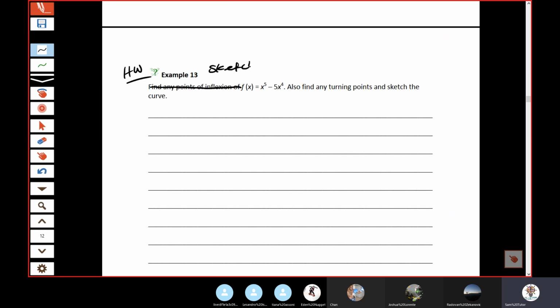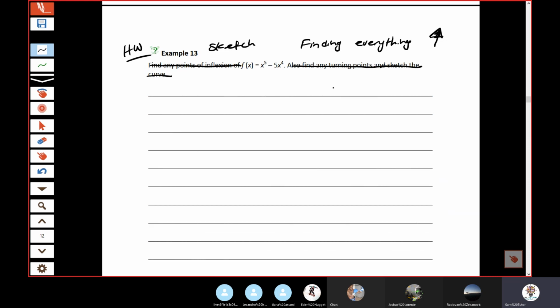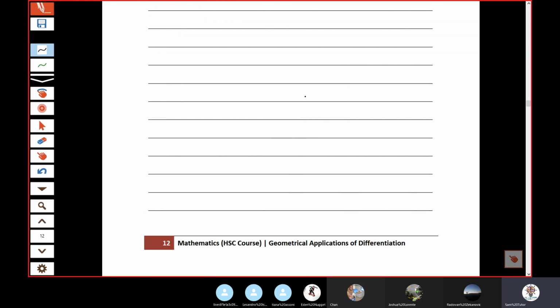Sketch this showing everything, right? So sketch this, finding everything. So literally what we just did above. He's got to sketch it now. Sketch that, finding everything. Intercepts, start points, if there are any. If there aren't, don't worry about it too much. But start points and then points of inflection. Okay.